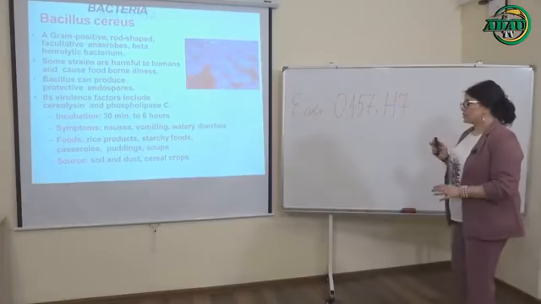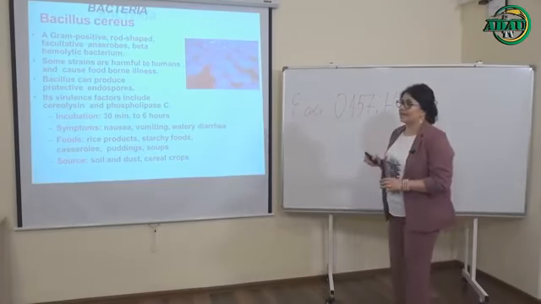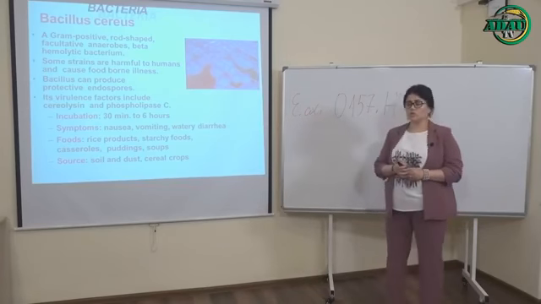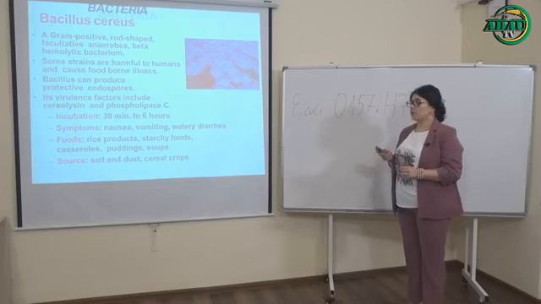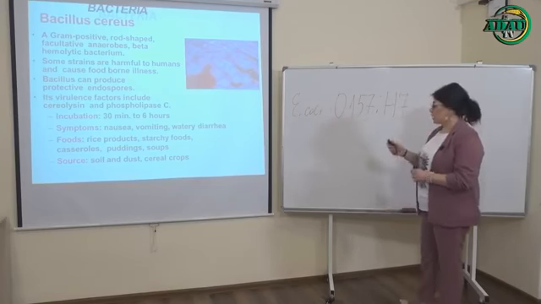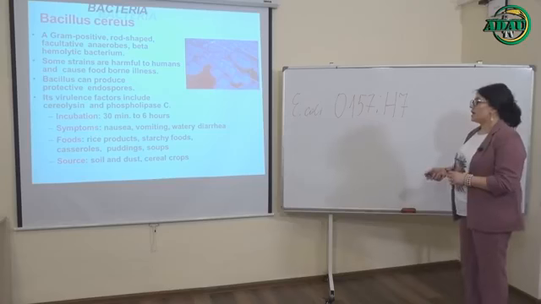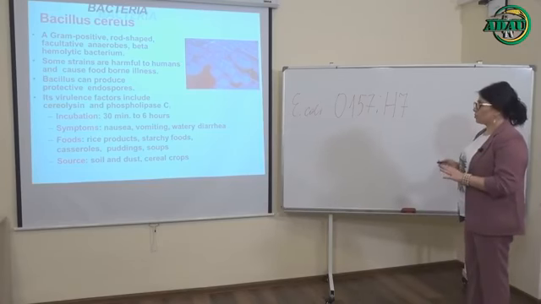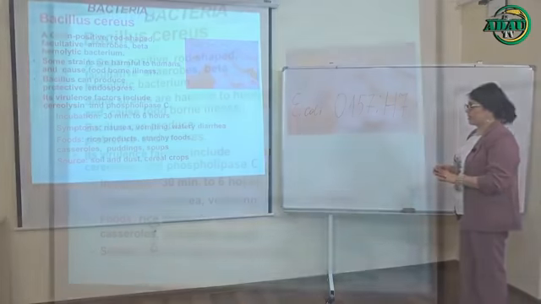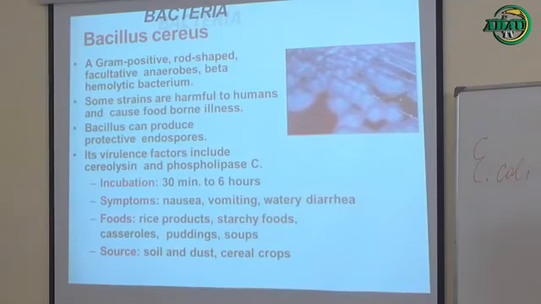And I would like to mention that all these diseases can cause dehydration. Most people can die because of dehydration of the organism, because all of these diseases can be the reason of diarrhea. So which foods can cause this food poisoning? It's rice products, starchy foods, puddings, soups. The source, again, is soil, dust, and of course cereal crops.